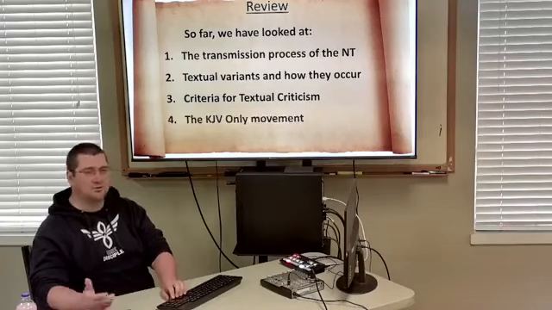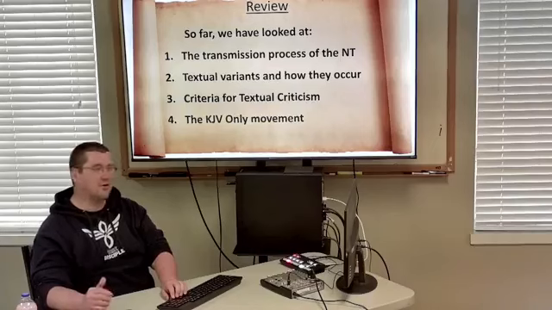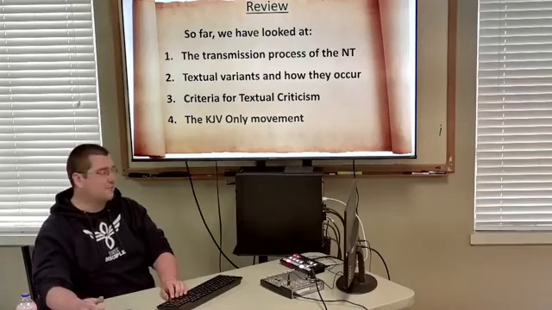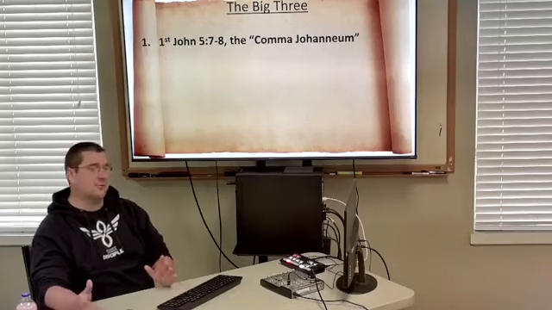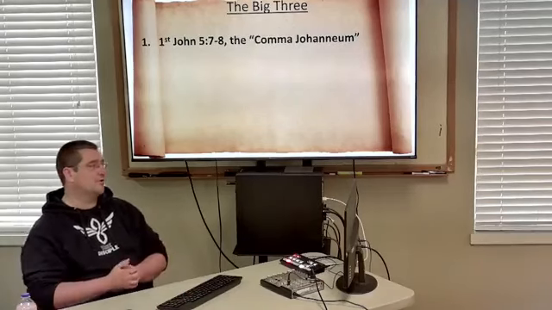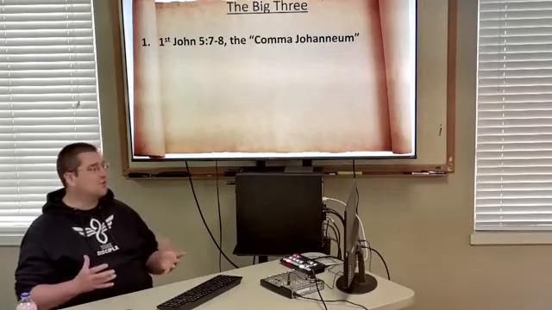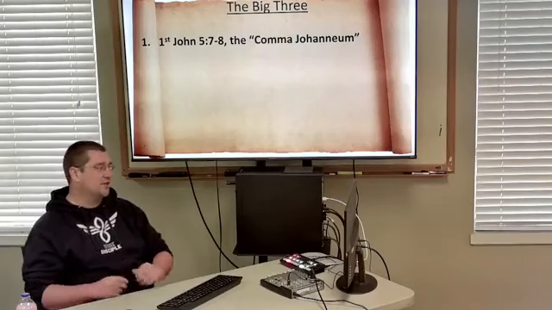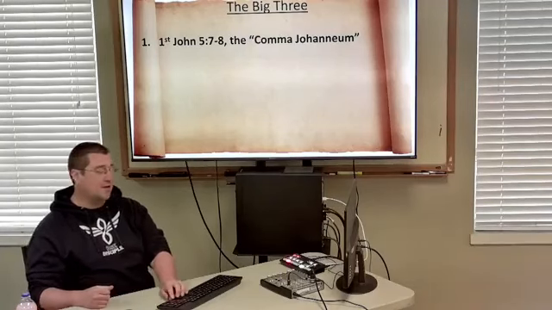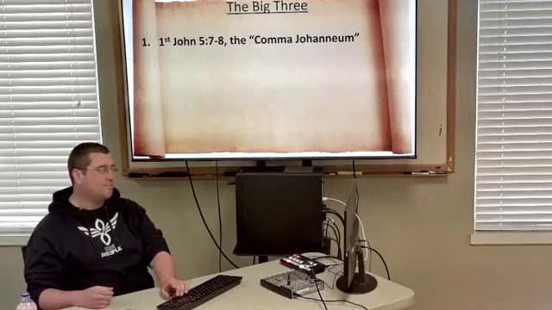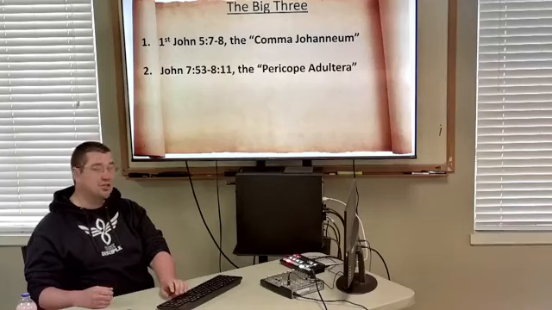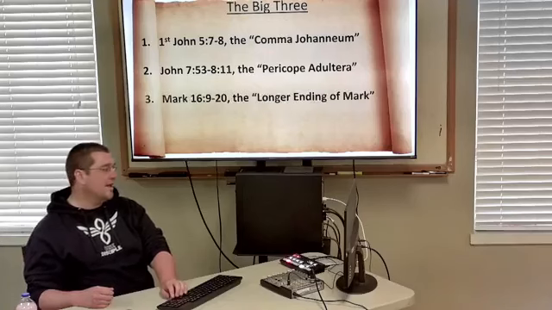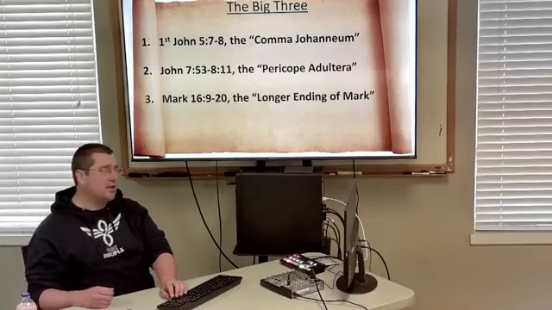And we've also kind of steeped into a little bit of what's called the King James Version only movement. And so we're going to kind of take off from there. And we're really going to talk about what I call the big three. So these are the three biggest or most significant textual variants in the New Testament. And they consist of 1 John 5, 7, and 8, which is the Comma Johanneum. It consists of John 7:53 through 8:11, the Pericope Adulterae, and Mark 16, 9 through 20, which is the longer ending of Mark.